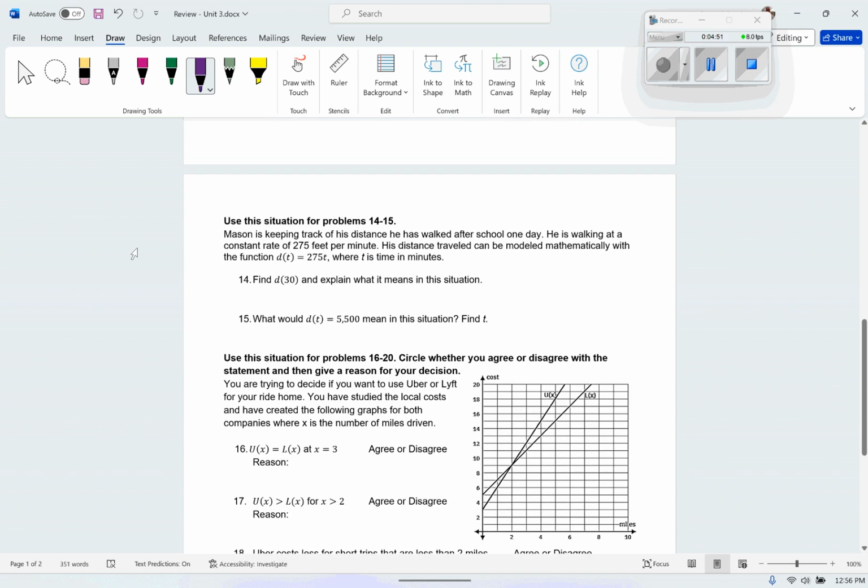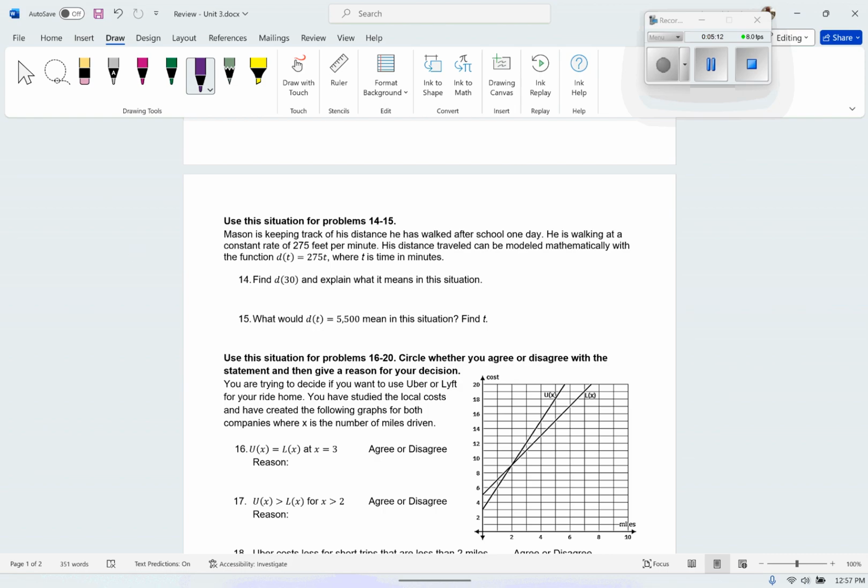So on the back side, it says Mason is keeping track of the distance he walked after school one day. He walked at a constant rate of 275 feet per minute. His distance traveled can be modeled mathematically with d at t equals 275t, where t is the time in minutes.